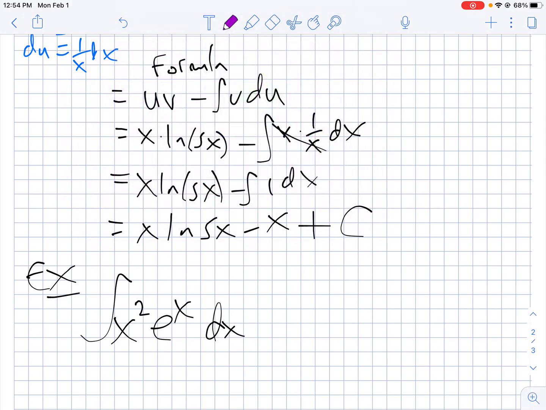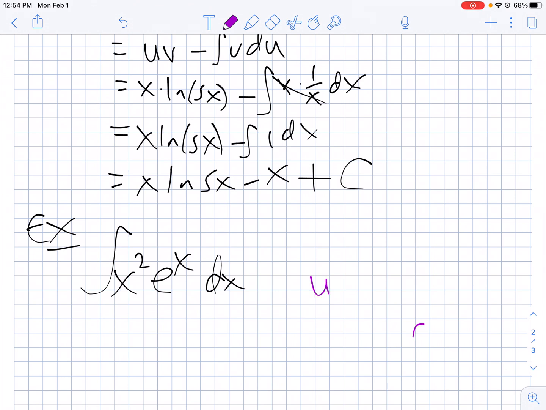Okay, so when you see a problem like this, anytime you see an e to a power, e to the x, e to the 2x, that should be your dv. So let's pick that to just be e to the x dx. And then your u, obviously, is just... the dx is always in the dv. It's just always going to be part of it. You're going to bring that along. Okay, and then my u is the x squared.